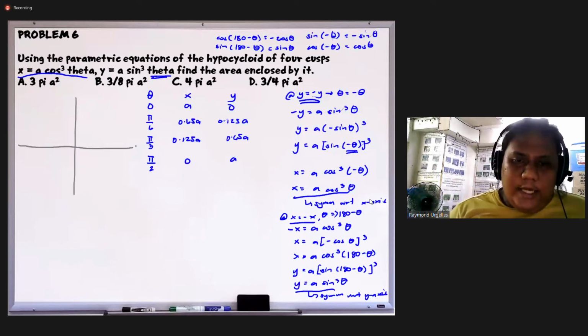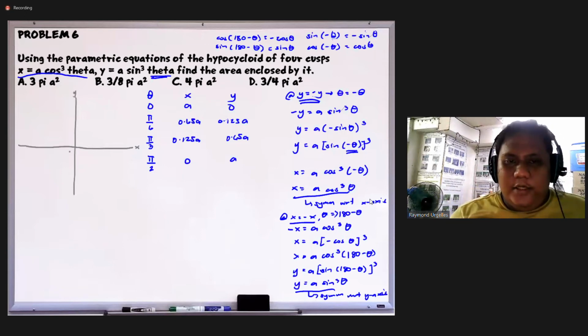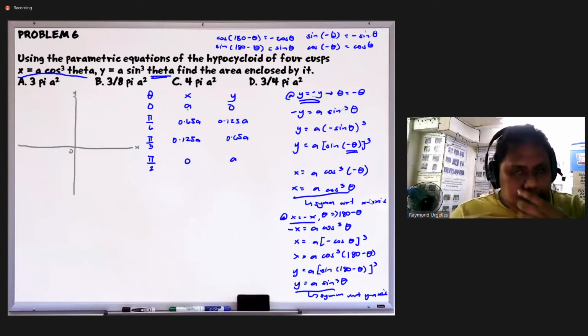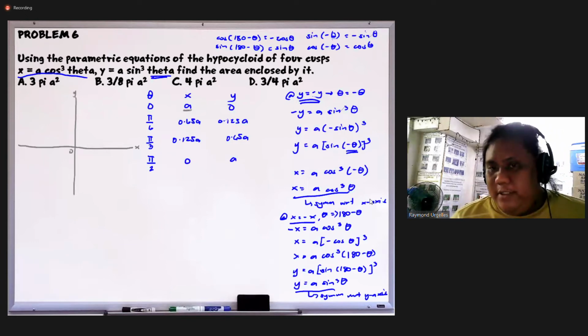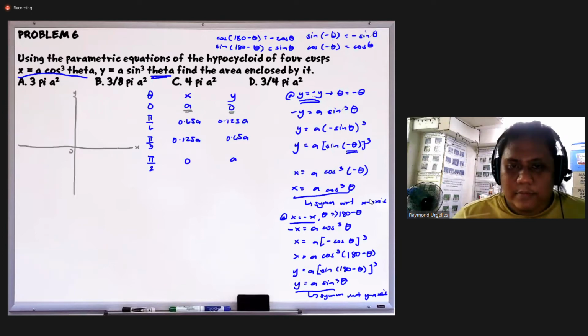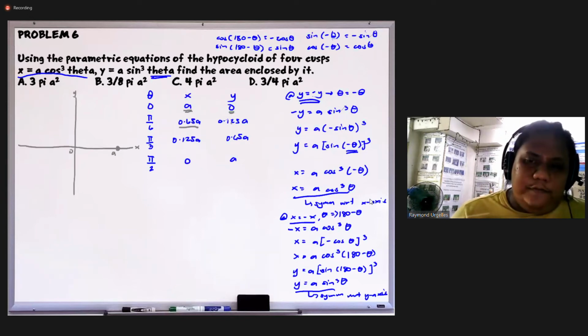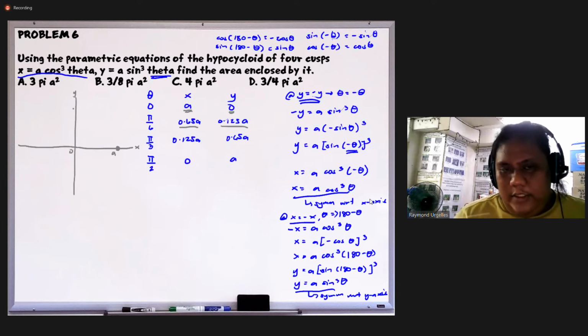Okay, so again, x-axis, y-axis, then this is the origin. Okay, so let's start with this one. So theta is 0, diba? So x is a, y is 0. So ibig sabihin, a units, then 0 units yung y, so therefore ito yung point natin. Okay, so next is 0.65a, 0.125a. So let's define this is our a. So ibig sabihin, ito yung 0.125a, diba? So we have this one. Tapos yung 0.65a will be around here siguro. Okay? So therefore, we have a point here.